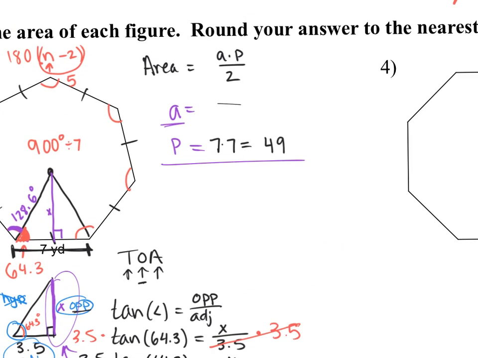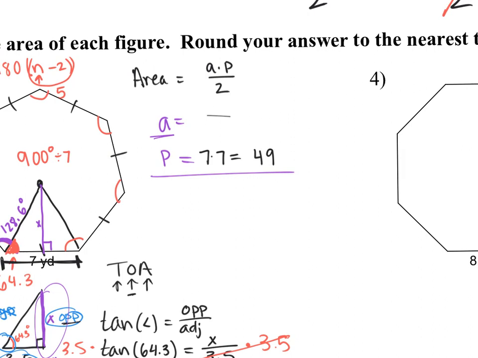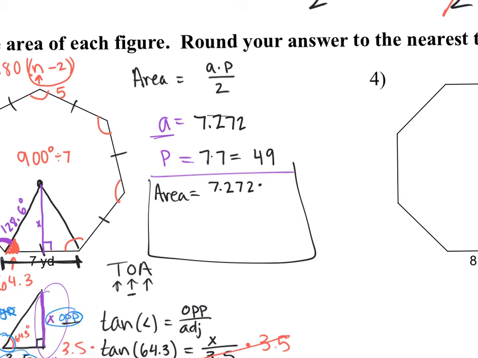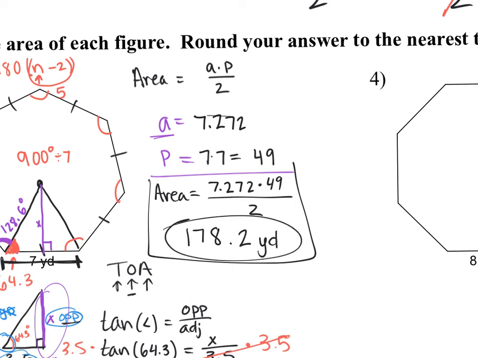So that means I can go back up here and say I know my apothem. It's about 7.272. And now we can go ahead and go after our answer. The area of this shape is going to equal the apothem times the perimeter divided by 2. So if I times my apothem by 49 and I divide that answer by 2, I get that my area is somewhere close to 178.2 yards. If you got somewhere close to 178, you have this answer correct.